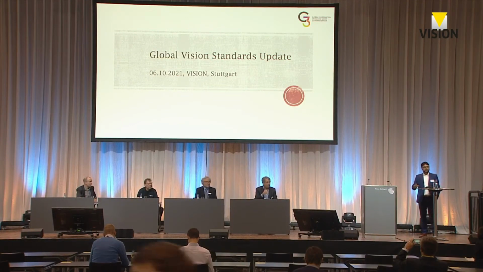This is for the Global Vision Standards, so the 5 associations, VDMA, A3, CMVU, EMVA, and JIIA. They come together under the umbrella of the G3, and we develop the standards for machine vision. And this session is about the standards updates.